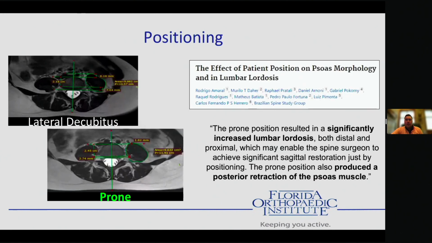of the psoas muscle. The positioning was also looked at here by the Brazilian Spine Study Group and found to have significantly increased lumbar lordosis as well as posterior retraction of the psoas muscle, which, as you can imagine, if you roll that psoas muscle posteriorly, the nerves will come along with it.